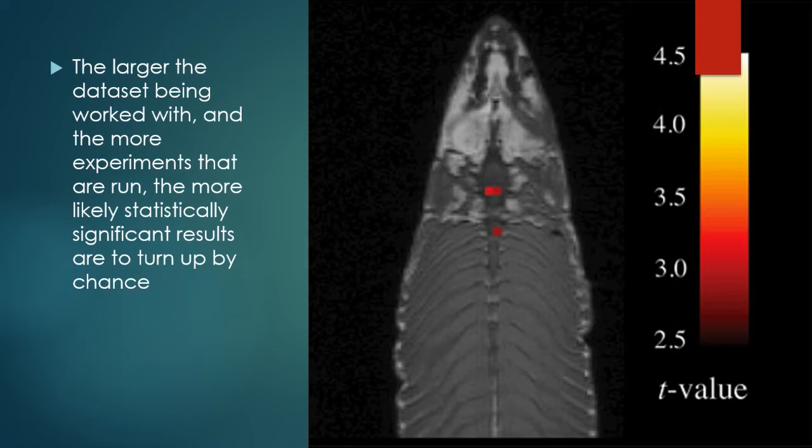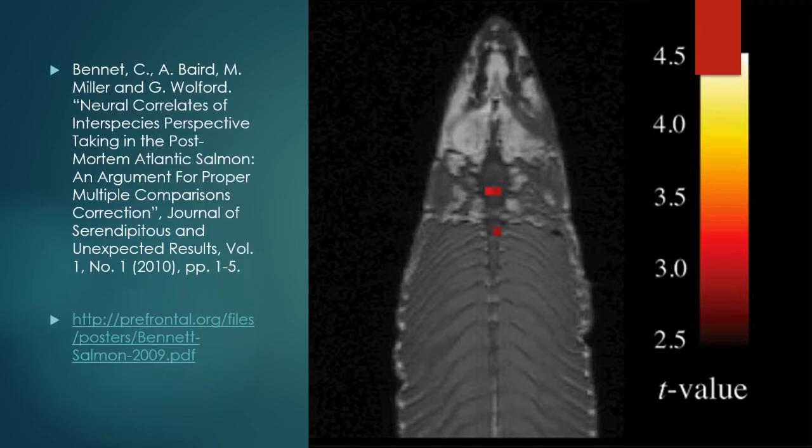So that's why this is "Neural correlates of interspecies perspective taking in the postmortem Atlantic salmon: an argument for proper multiple comparisons correction." Basically they're making an argument for improving the statistical techniques that people use standardly, because the normal statistical techniques showed a signal where we're fairly confident there shouldn't be one.